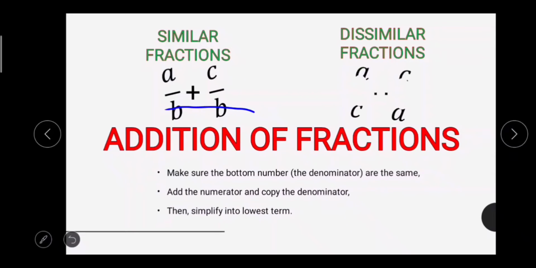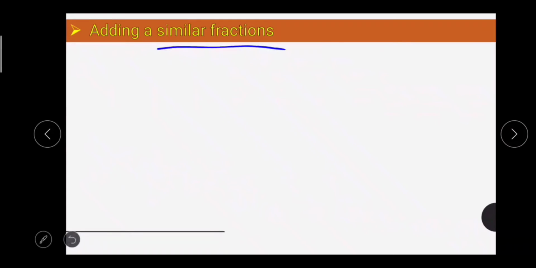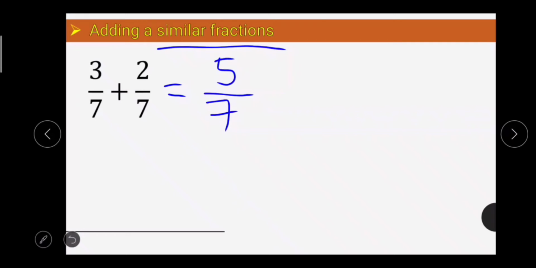But how are we going to add dissimilar fractions, wherein the denominators are different? So let us find out. Remember, similar fractions are the fractions that have the same denominators. So we have 3 over 7 plus 2 over 7. Just copy the denominator, then add the numerator, which is 3 plus 2, we have 5 over 7. And that will be our final answer.